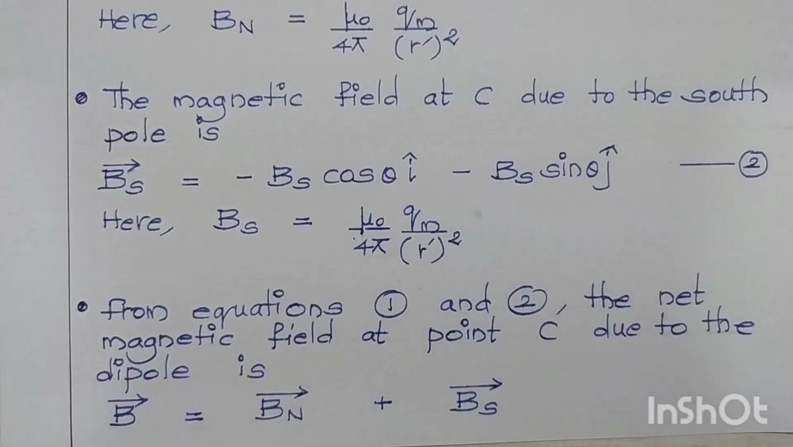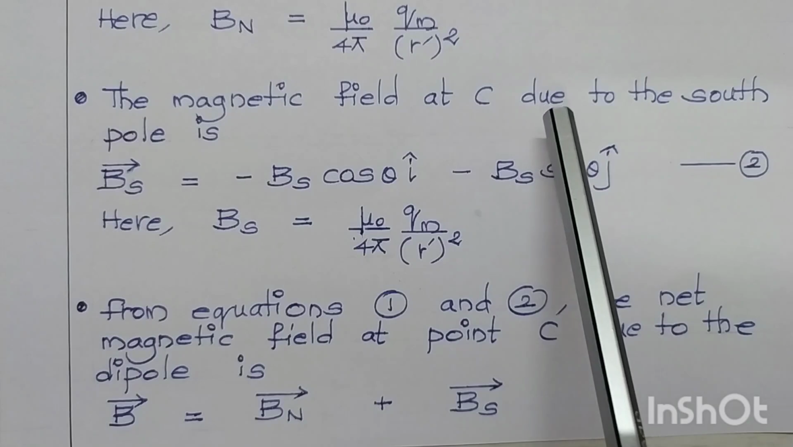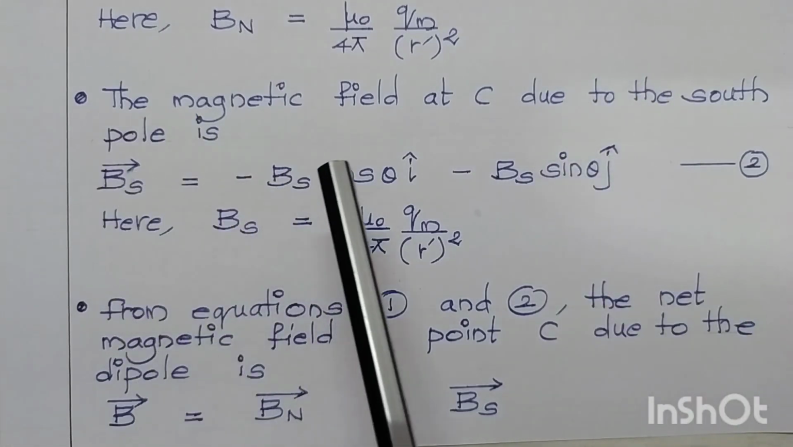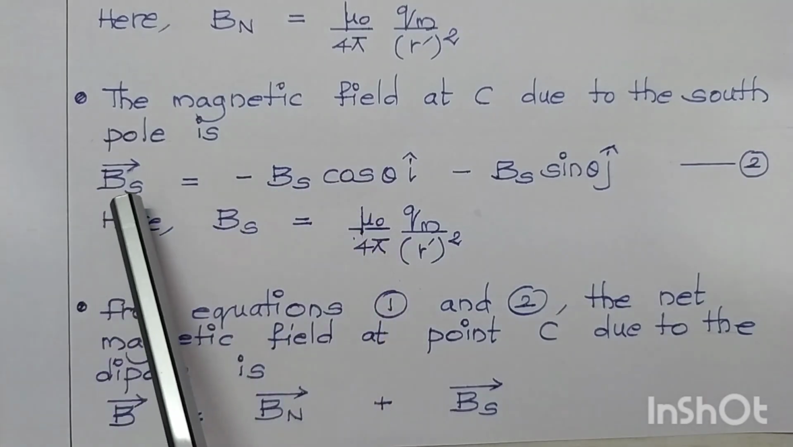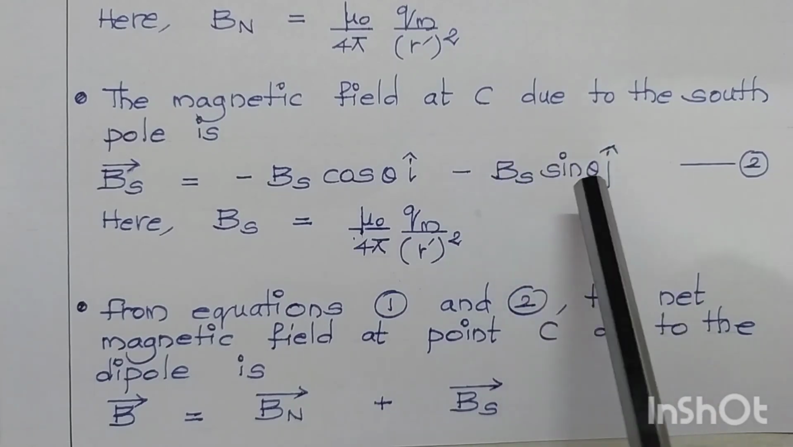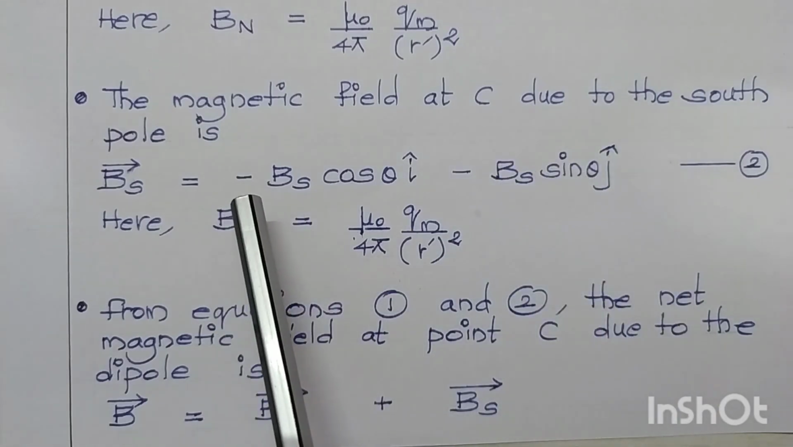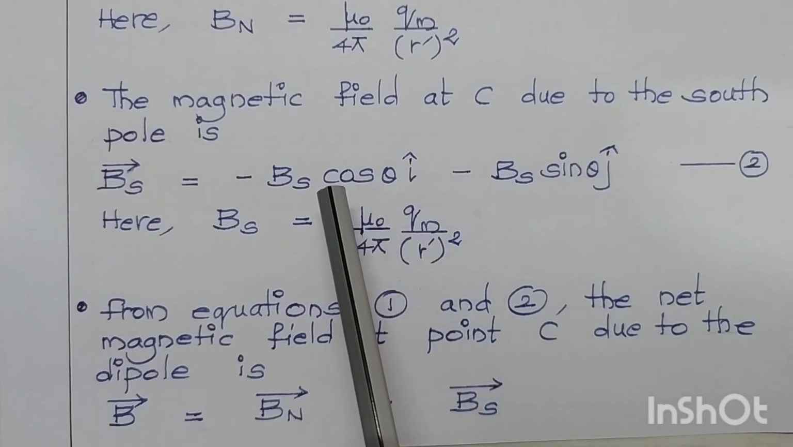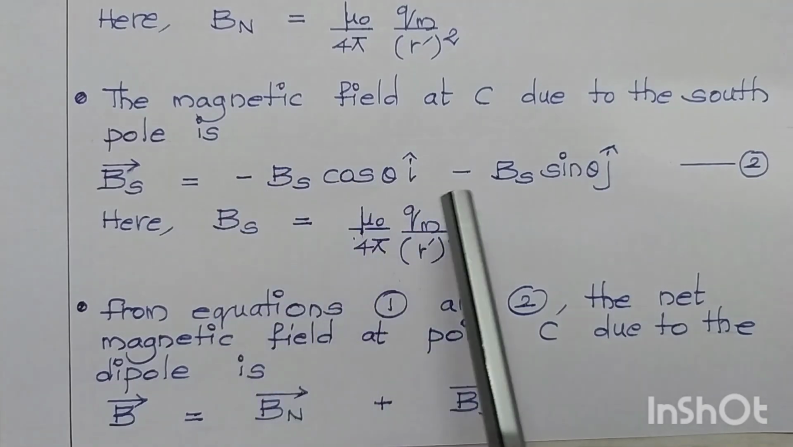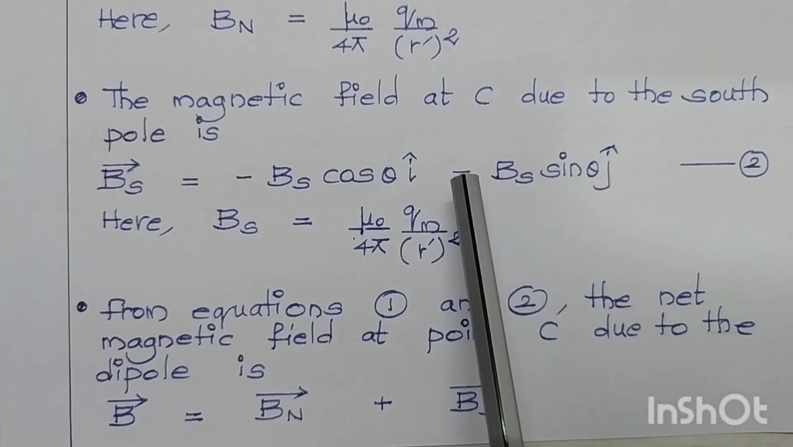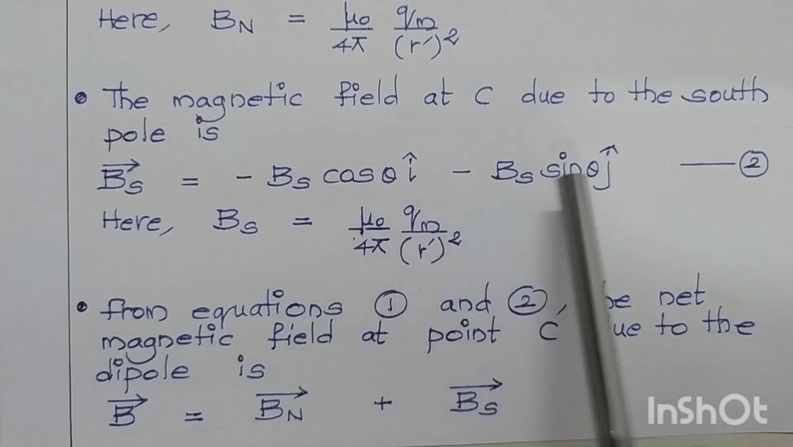Similarly, the magnetic field at C due to the south pole is Bs vector. Again here also we need to sum the horizontal component of Bs vector and the vertical component of Bs vector. We need to add them up. So, the horizontal component minus i cap is there, so we have brought the minus over here. And in the vertical component also, minus j cap is there. We have brought the minus over here. So this is the expression.